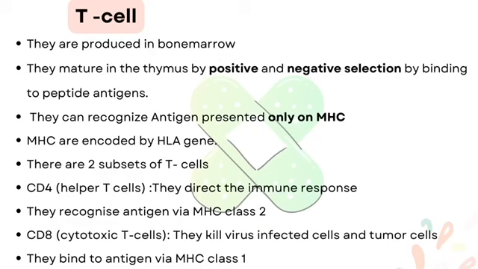T cells are a part of adaptive immunity. They're produced in the bone marrow and then get matured in the thymus by positive and negative selection. They bind to antigen which are presented only by the MHC, which are encoded by the HLA gene. There are two types of T cells, CD4 and CD8.